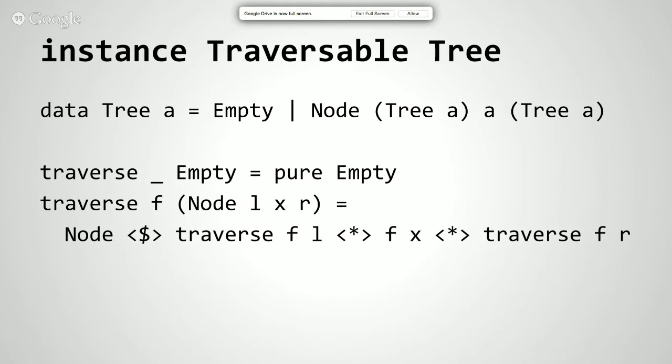With trees, traverse on empty is pure empty, which doesn't change the structure of the tree. Traverse f on node l x r is node fmap traverse f l, so you do the left traversal, you apply that to f x, and then you apply that to the right traversal, and then you collect it all up into a node. I think I did this once in like 1,000 lines of R. Okay, so yeah, you can do it in fewer lines of Haskell.